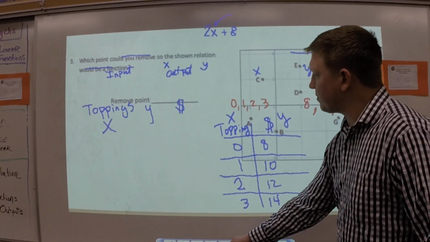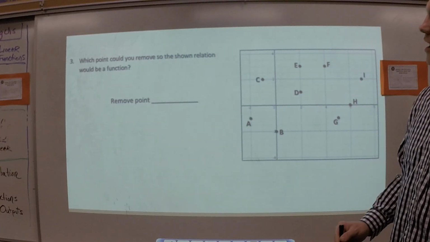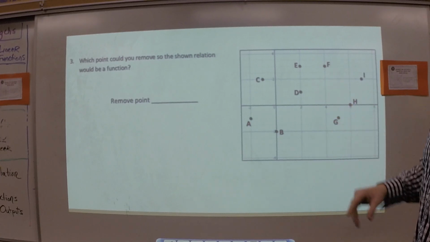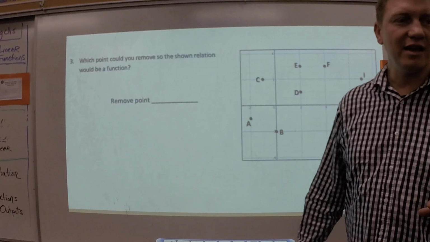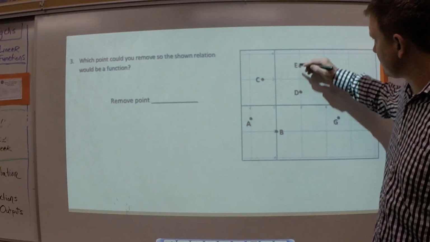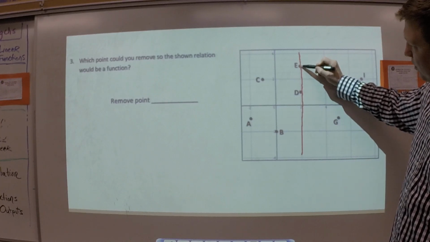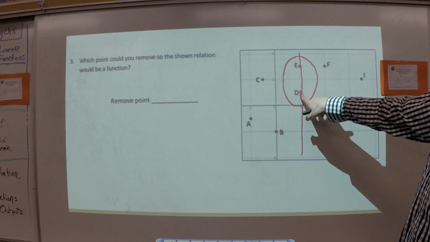Okay, here's our next problem, which is really not that hard. It says, which point would you remove so that the relation can actually be a function? And remember, this is another way of saying, where does it actually violate the vertical line test? There could be a vertical line that would go right here, and notice these 2 points are on that same vertical line. So we have a problem with these 2 points.